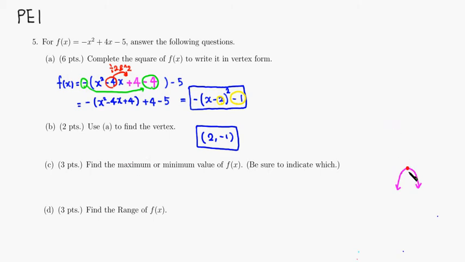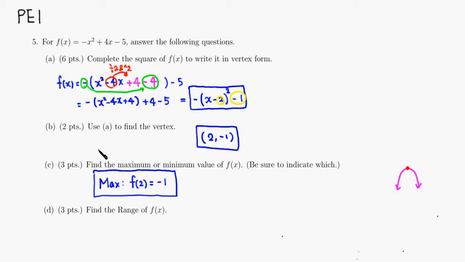So we know that there's going to be a maximum value, but there's no minimum value because this keeps on going down. The maximum value is going to be here, which occurs when x equals 2. Maybe I'll write it f of 2. Then the largest possible value is negative 1. So the maximum value is negative 1, which occurs at x equals 2.